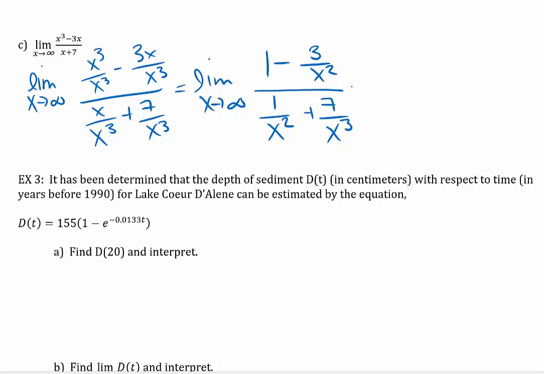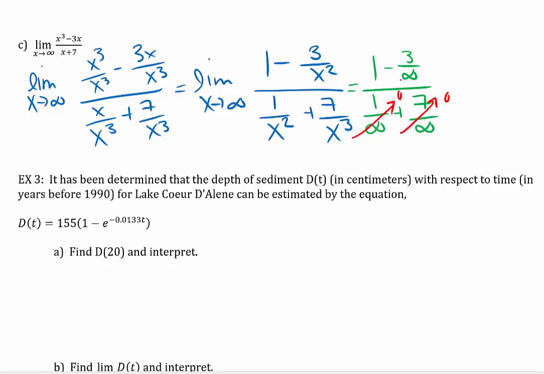Once again, I plug in my infinities. 1 minus 3 over infinity. And if you don't want to write down the squared, that's okay. Infinity squared is still infinity. And then I have a 1 over infinity plus 7 over infinity.